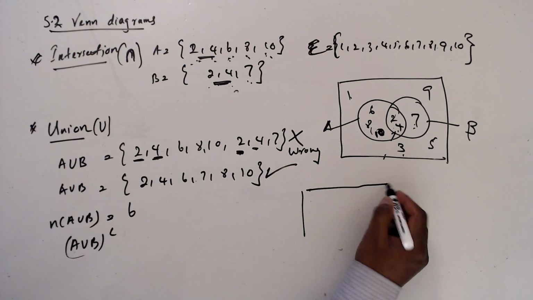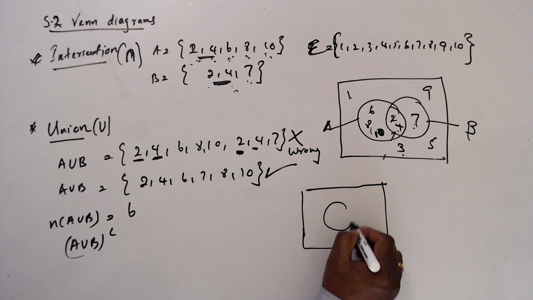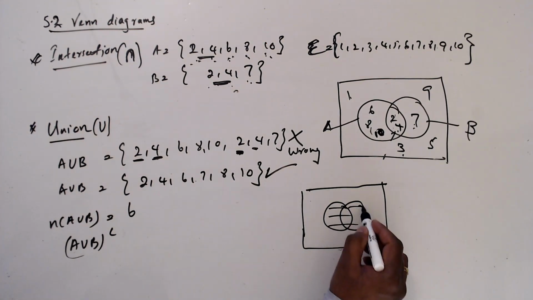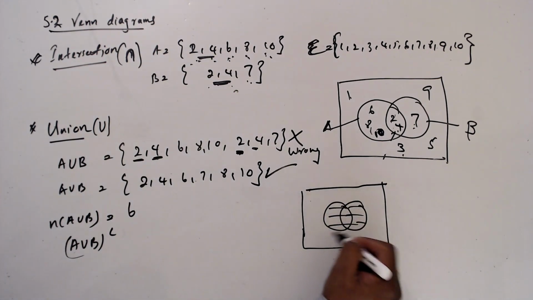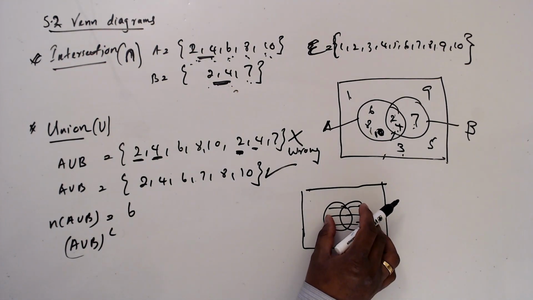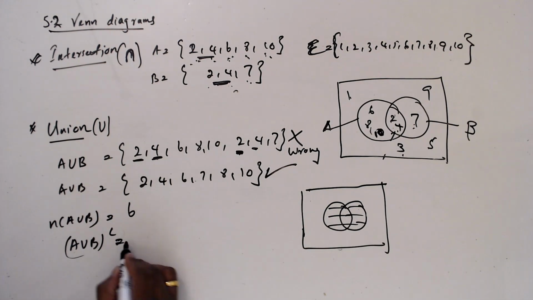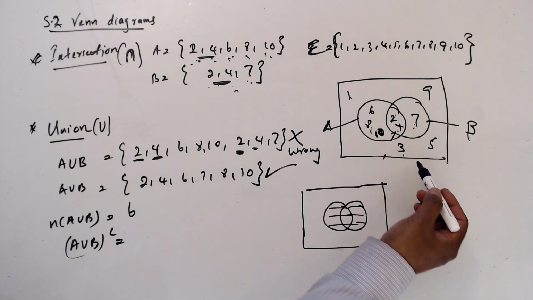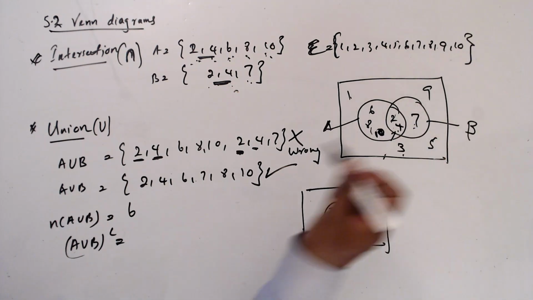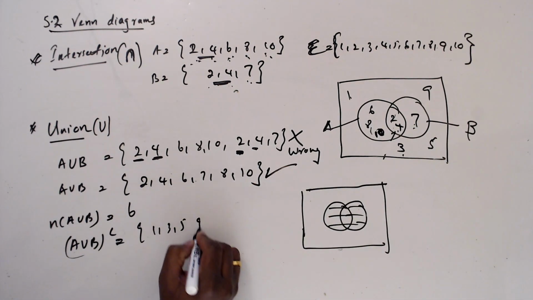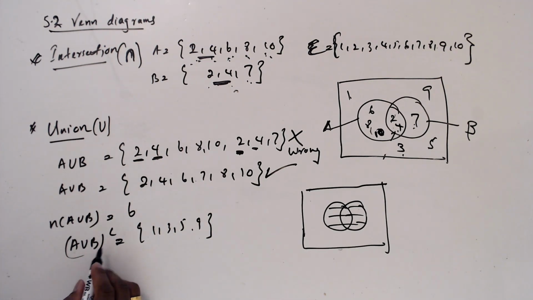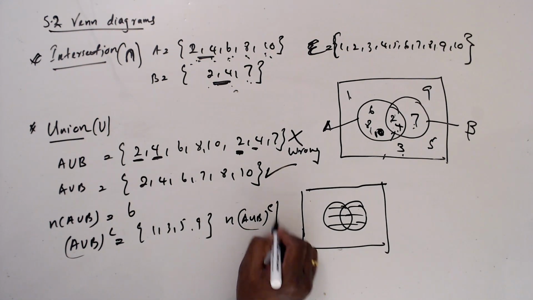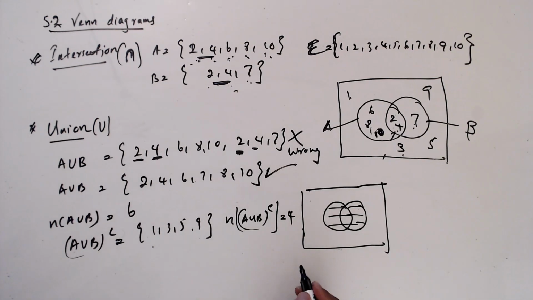A union B complement. So this is A union B, and the complement does not belong to it, neither A nor B. So then that has to be 1, 3, 5, 9. 1, 3, 5, 9 do not belong to A or B. So n(A union B complement) is 4.